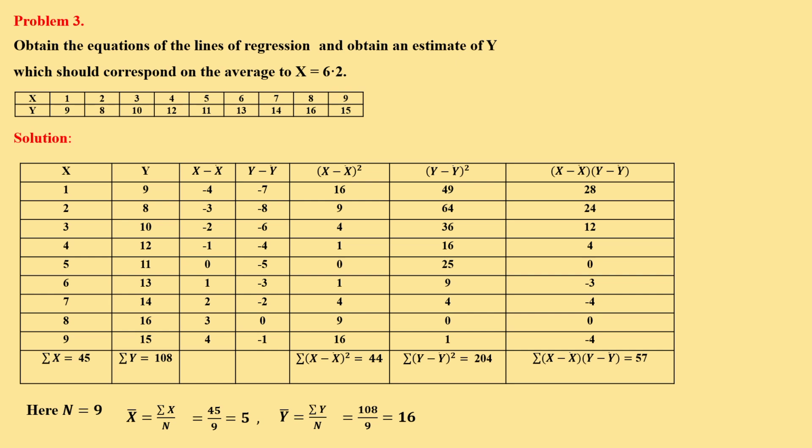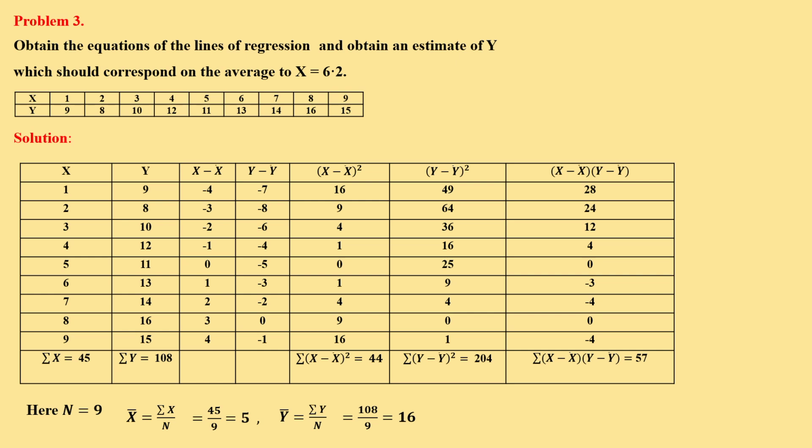Then squaring the third column, you will get x minus x bar square: minus 4 square 16, minus 3 square 9, minus 2 square 4, etc. Adding all the numbers in that column, 16 plus 9 plus 4, summation x minus x bar square is equal to 44. Similarly, squaring the fourth column, you will get the next column, y minus y bar square: minus 7 square 49, minus 8 square 64, etc. Adding all the numbers, summation y minus y bar square is equal to 204.